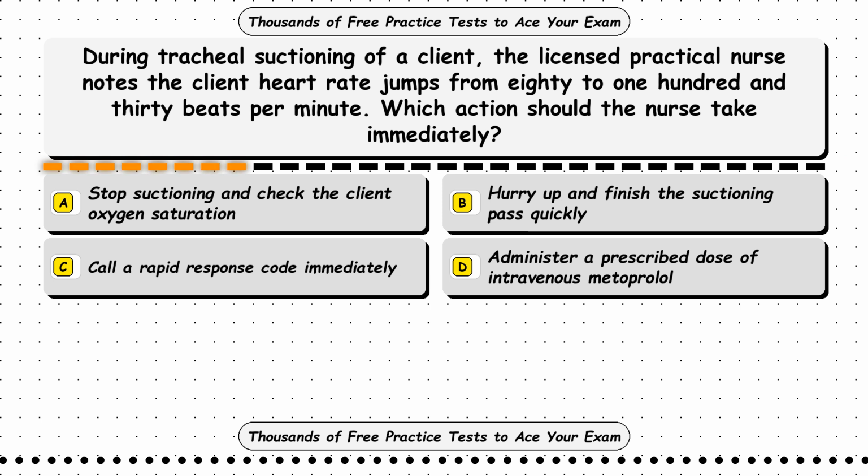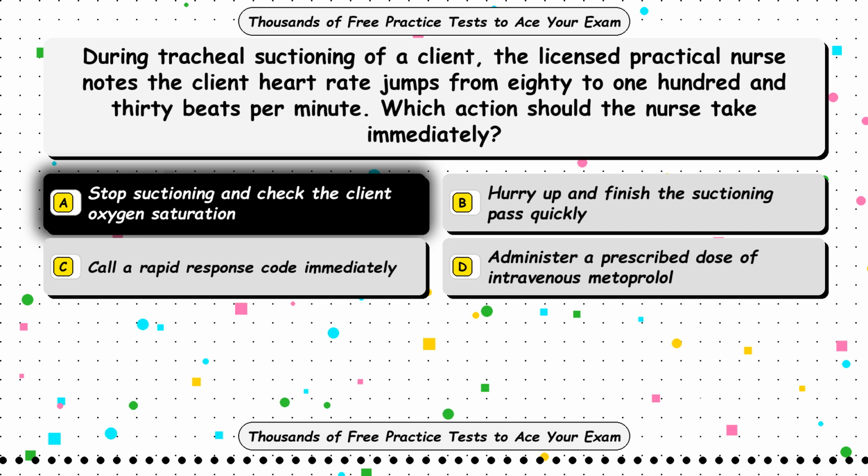Question 131. During tracheal suctioning of a client, the licensed practical nurse notes the client heart rate jumps from 80 to 130 beats per minute. Which action should the nurse take immediately? Option A. Stop suctioning and check the client oxygen saturation. Option B. Hurry up and finish the suctioning pass quickly. Option C. Call a rapid response code immediately. Option D. Administer a prescribed dose of intravenous metoprolol.